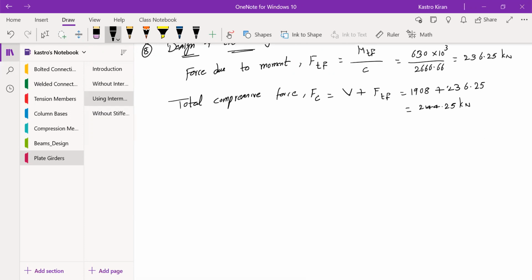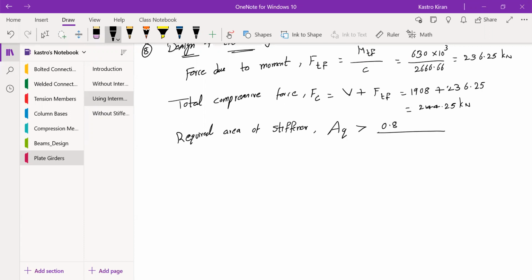2144.25 kilonewtons. Now you need to find out the area of the stiffener, right? You need to know the size, width, and thickness of the stiffener. So in order to find that, you need the value of area. So the required area of stiffener, AQ, where AQ is the area of stiffener, must be greater than 0.8 into FC into gamma m0 upon Fy.